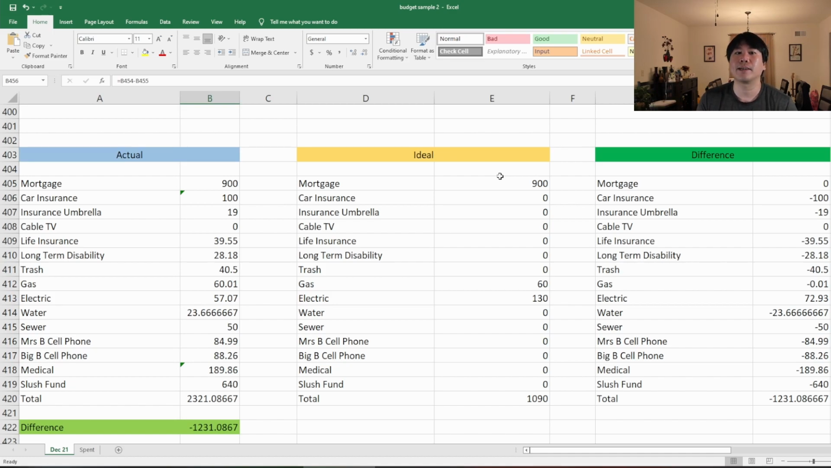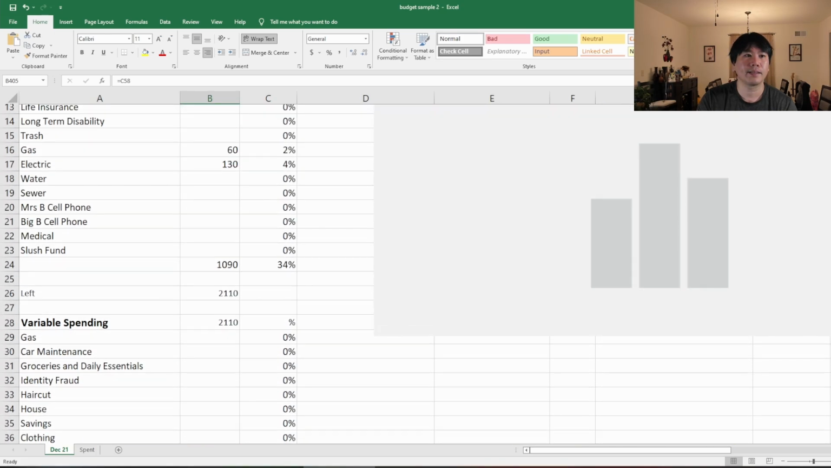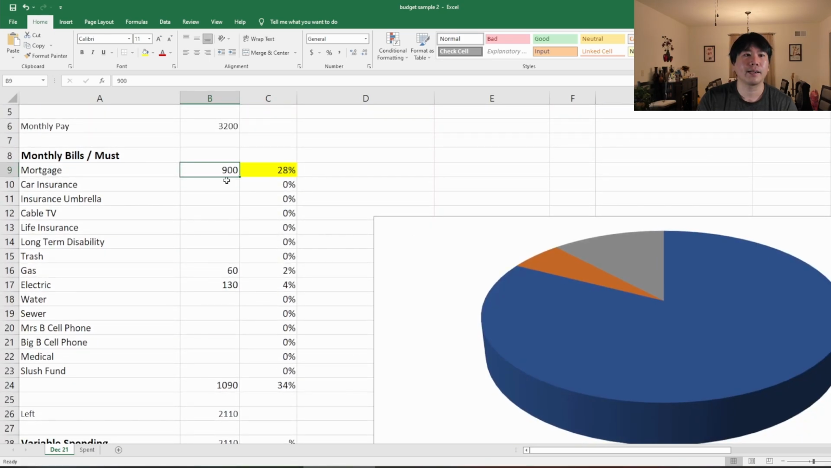So to fill out this ideal section for the mortgage, rent, living conditions, insurance, it's pretty easy. As you can see, the actual spend was $900. So what I'm going to do is scroll all the way back up. Like I said, these things have references. You see this, it's equal B9. So what we want to do is go all the way back up here and type in 900. And once you do that, it'll change throughout the whole spreadsheet.